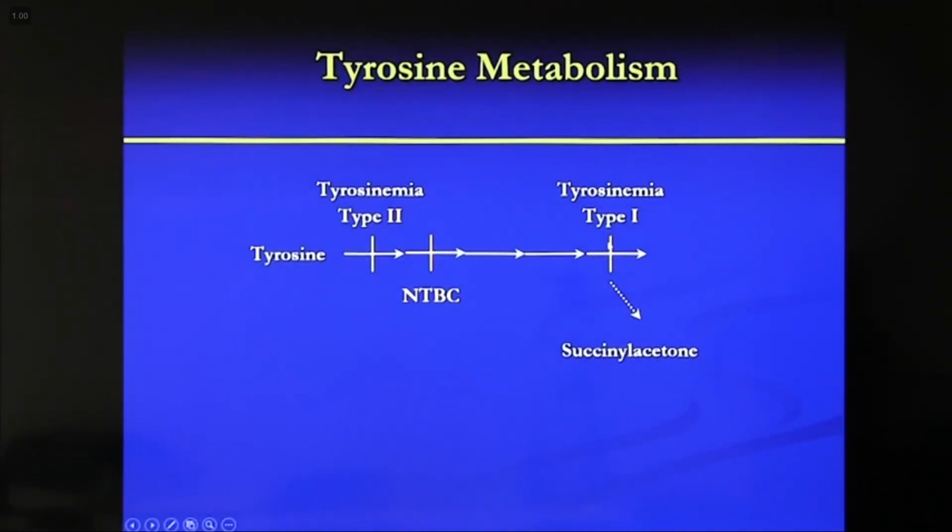Here's the block in tyrosinemia type 1, and you can see that it's far down. Tyrosinemia goes through many, many iterations. This succinylacetone actually blocks this enzyme, so therefore it causes you to have increased tyrosine in an indirect way. What you do with NTBC, you block the generation of this succinylacetone. Now the problem is you still have increased tyrosine, and if you have increased tyrosine, you get tyrosinemia type 2. In order to prevent that, you have to go on a low tyrosine diet. So the treatment for tyrosinemia type 1 is NTBC and a low tyrosine diet. If you have tyrosinemia type 2, the treatment is a low tyrosine diet.